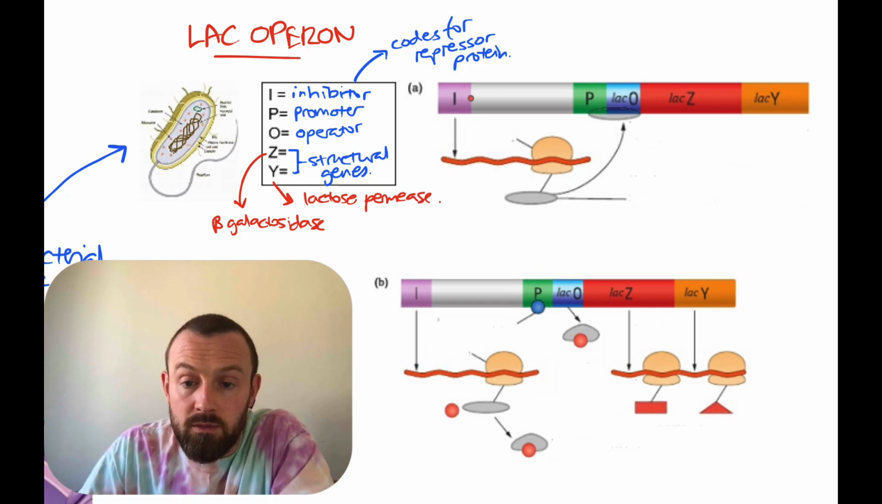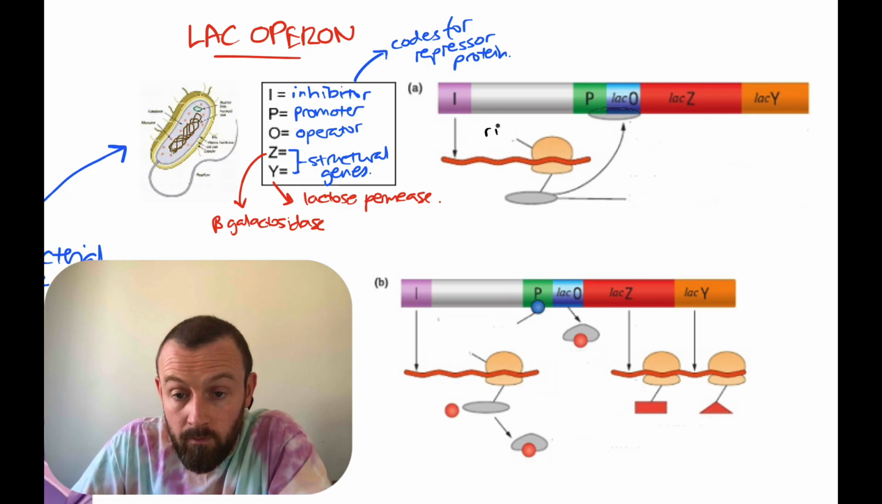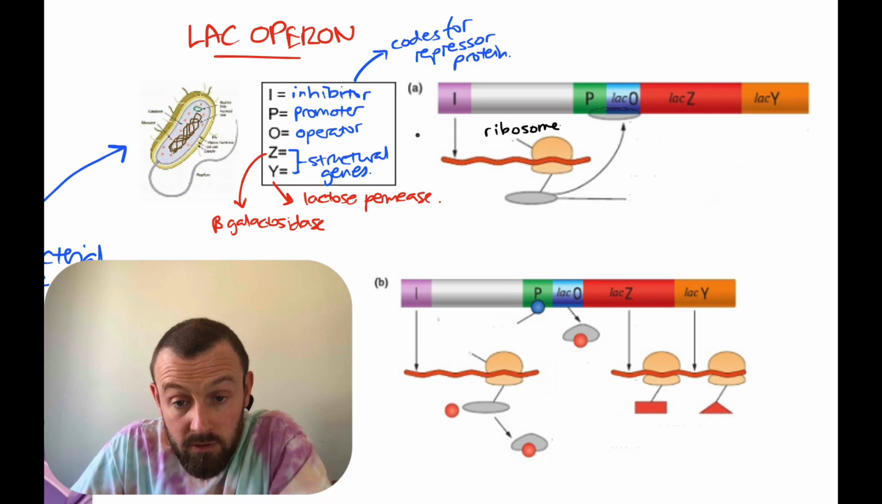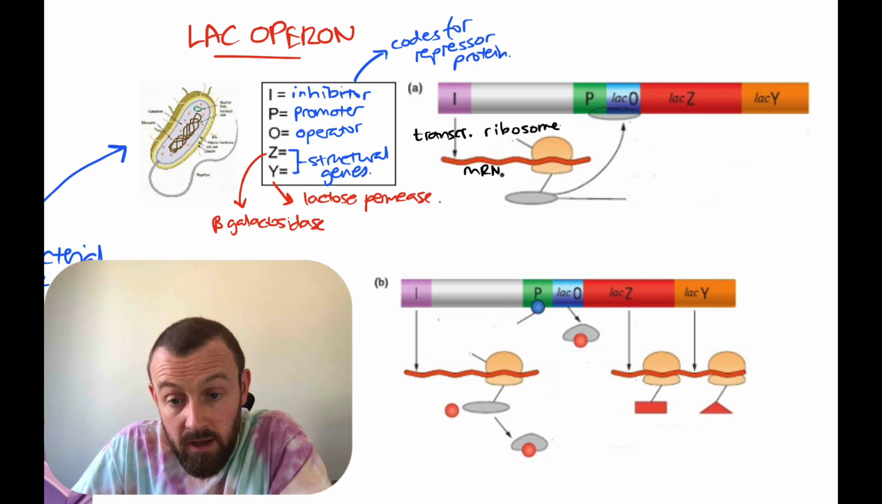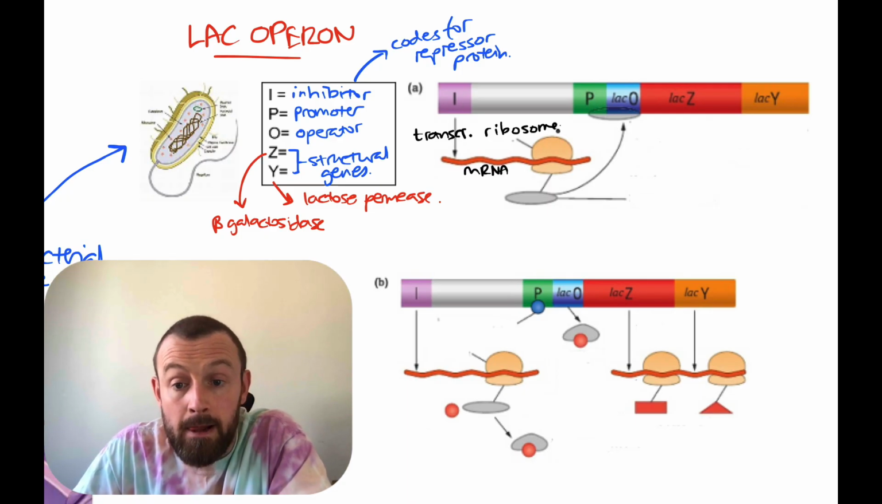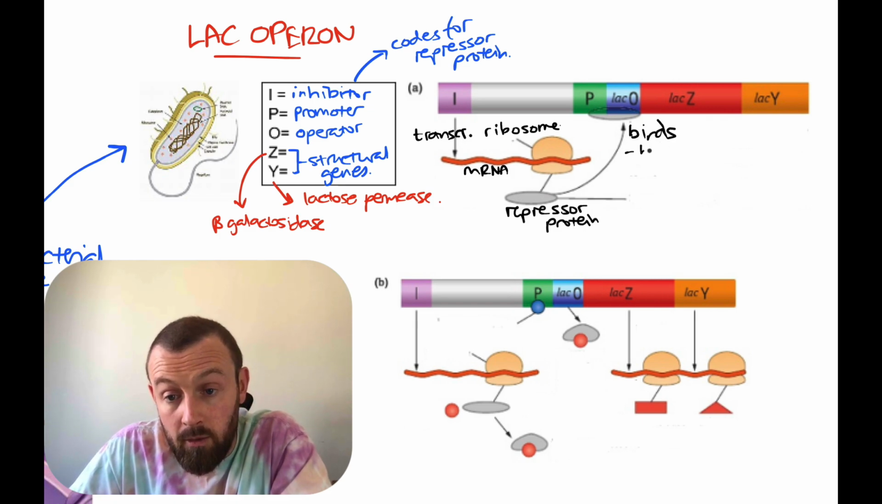So under normal circumstances, here we have a ribosome. Here we have transcription. This is messenger RNA from the inhibitor region. The ribosome produces this repressor protein, which binds and blocks the promoter.